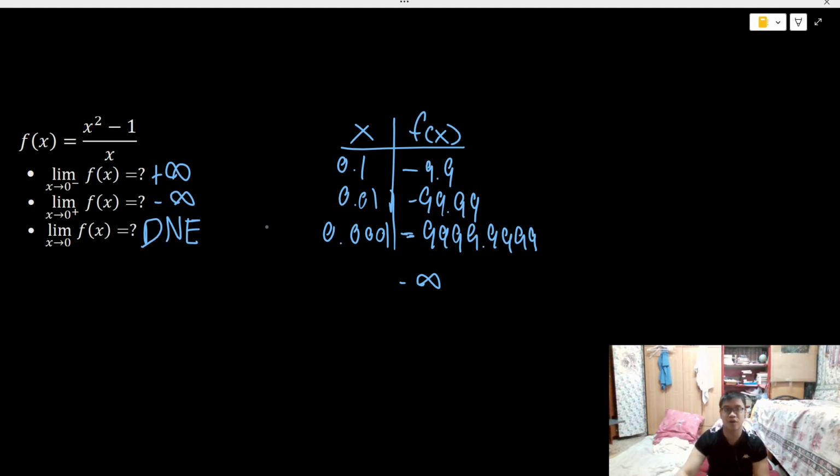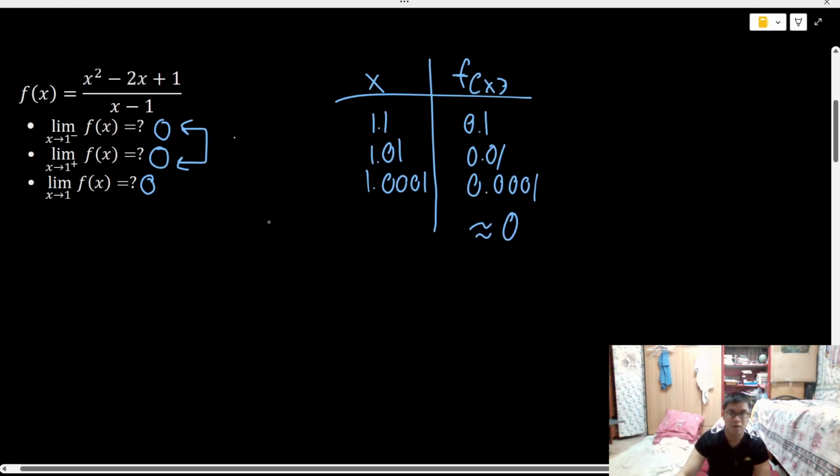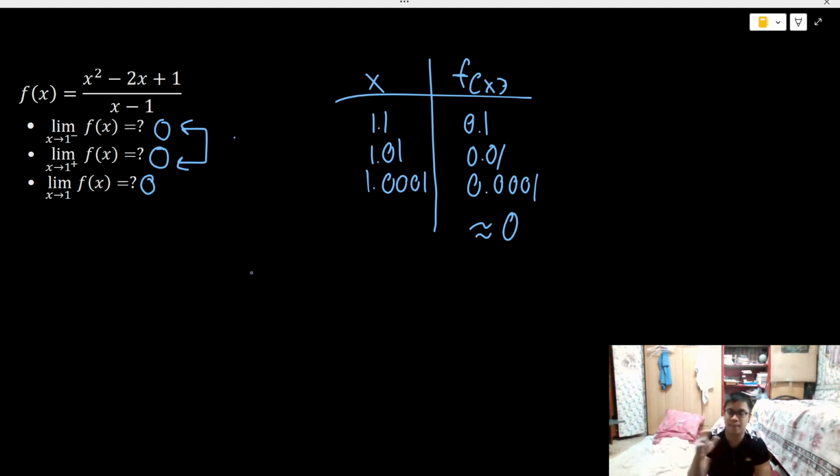So what have we learned so far? So far, we need to make two sides the same. I mean, we need to make two sides approach the same value.